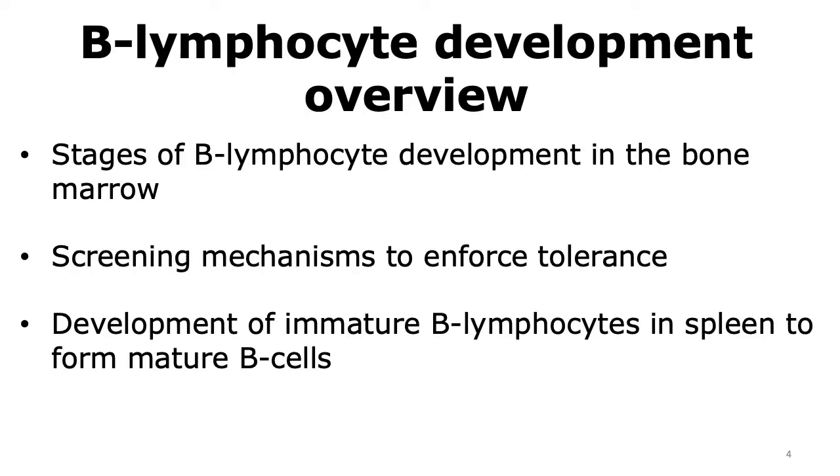B lymphocyte development can be divided into three parts. The first is the stages of development that occur in the bone marrow, followed by the screening mechanisms that enforce tolerance, and finally the development of the immature B cells in the spleen.